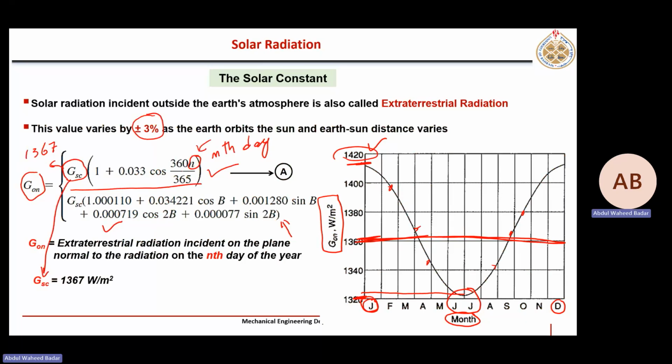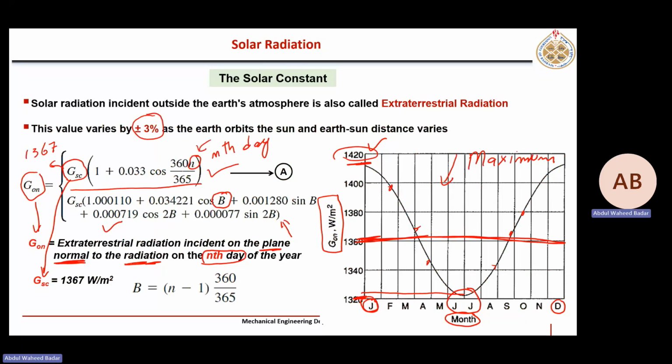That is GSC, and that is the radiation on a plane always normal to the radiation on any nth day of the year. Okay. So in this second equation, we see this term B, that B is given by n minus 1 into 360 over 365, where n is the same nth day. Okay, so this is the maximum when the atmospheric effects are negligible.